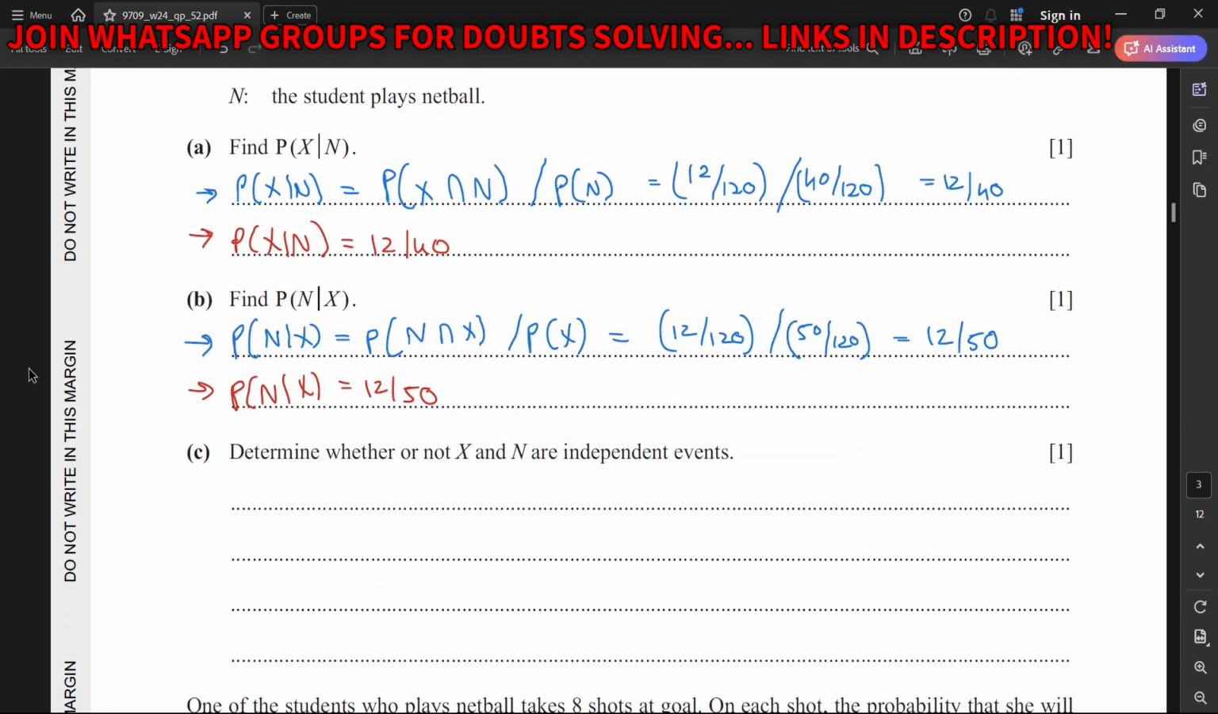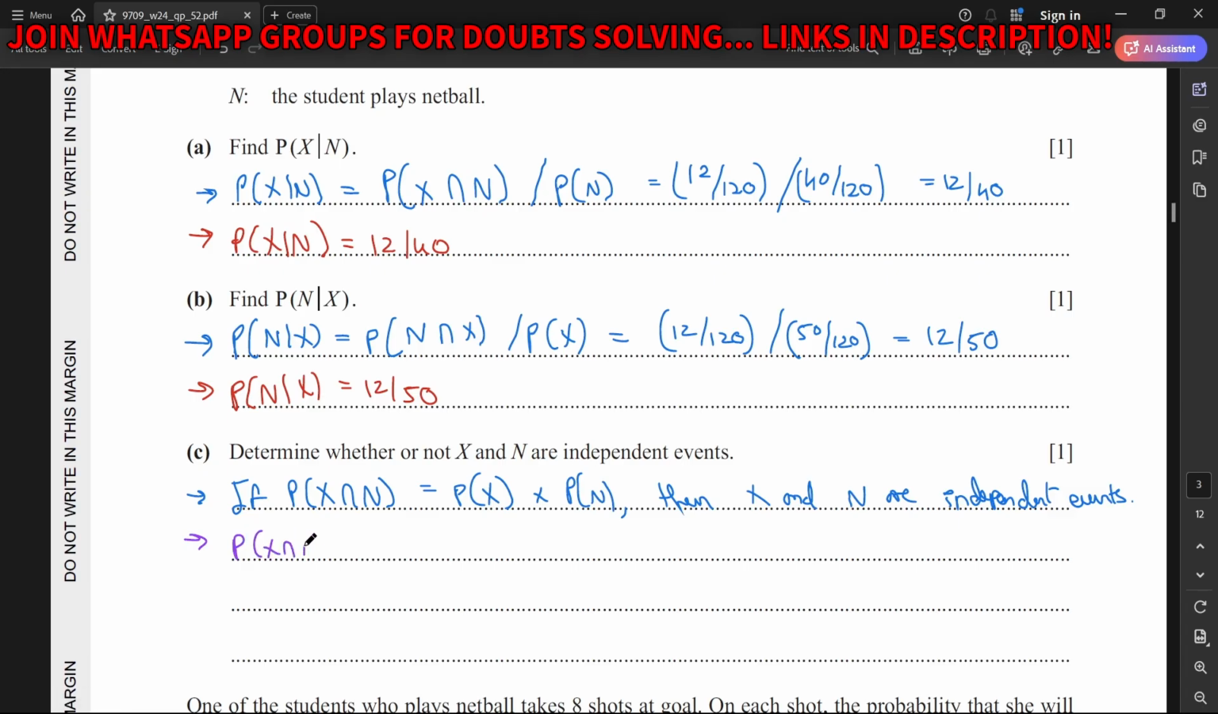Now for part C, we are asked to determine whether or not x and n are independent events. So if probability of x and n is equal to the probability of x into probability of n, then x and n are independent events. Or else they are dependent events. So for this, I'll calculate the probability of x and n. I already know it's going to be 12 by 120.